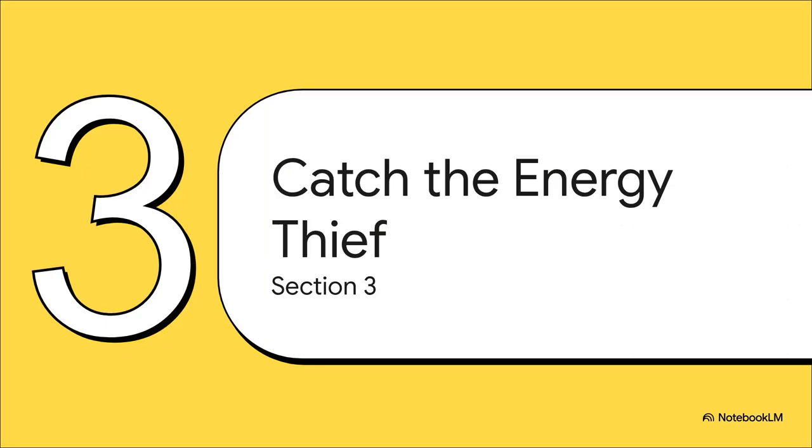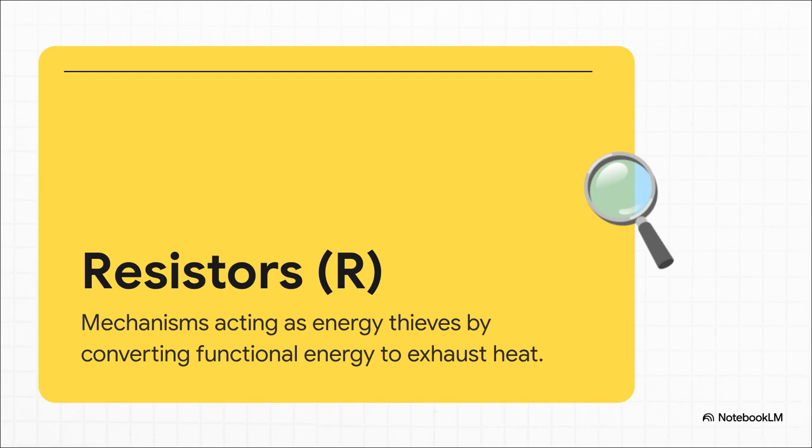Section 3. Catching the energy thief. So we know exactly how the energy enters, but the pipe is still leaking. It's time to reveal the culprit. The thieves in our system are the resistors, symbolized by the letter R. Resistors act as, well, the energy thief.